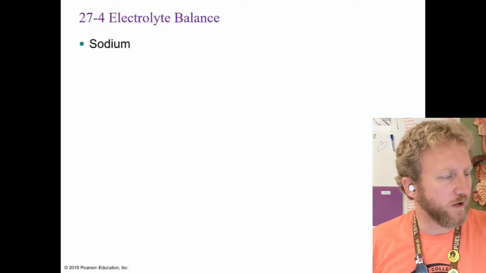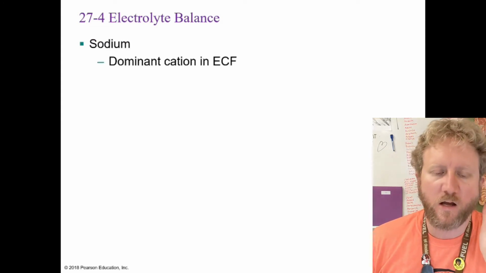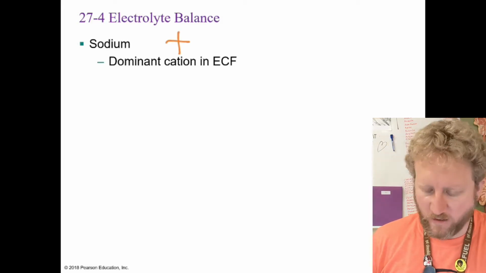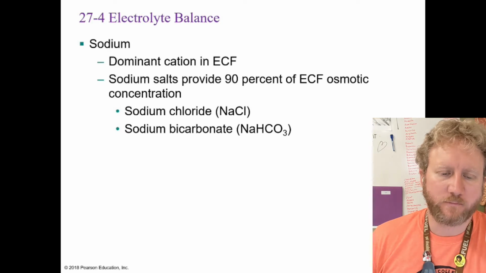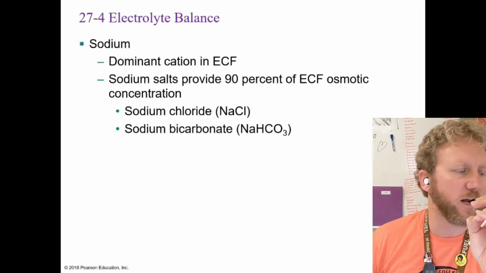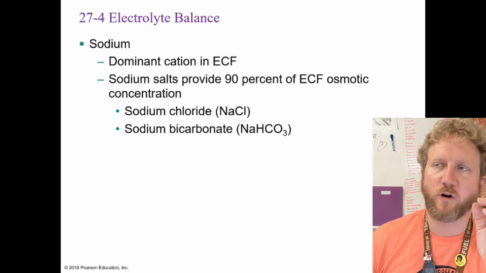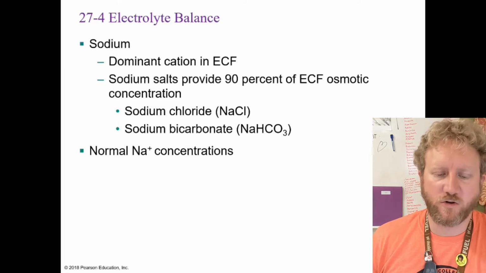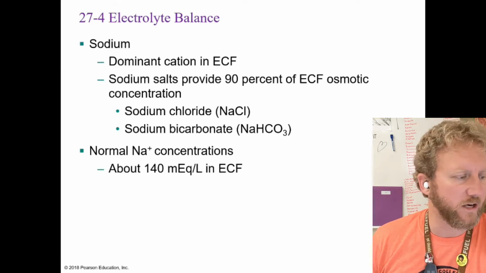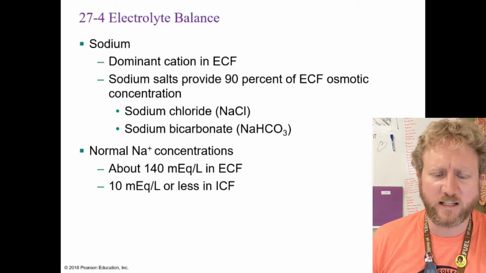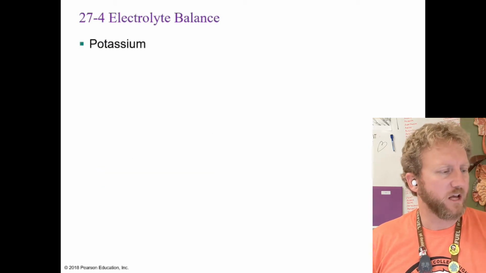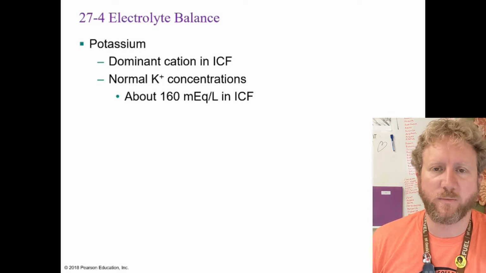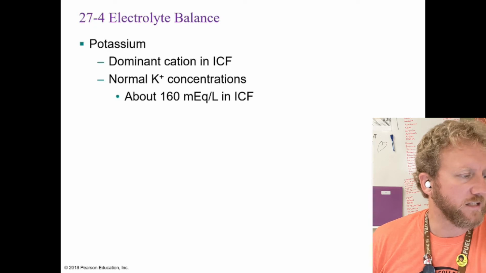Let's start with sodium. That is the primary cation, a positively charged ion, in the ECF. This is primarily from sodium chloride and sodium bicarbonate, which is important in the buffer system that we'll talk about in the acid-base balance later. Normal salt concentration is 140 milliequivalents per liter, significantly less in the ICF.